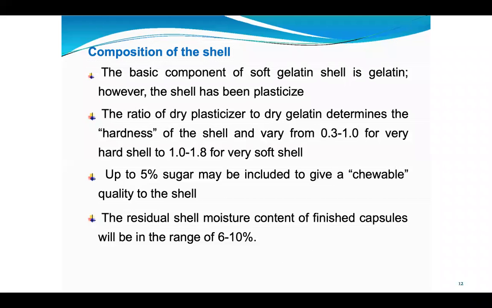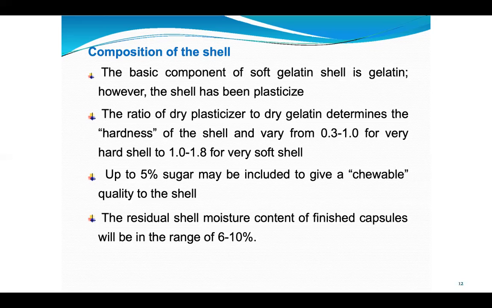Now, composition of shell. The basic component of soft gelatin shell is gelatin. However, the shell has been plasticized. The ratio of dry plasticizers to dry gelatin determines the hardness of the shell and varies from 0.3 to 1 for very hard shell to 1 to 1.8 for very soft shell. Up to 5% sugar may be included to give a chewable quality to the shell.